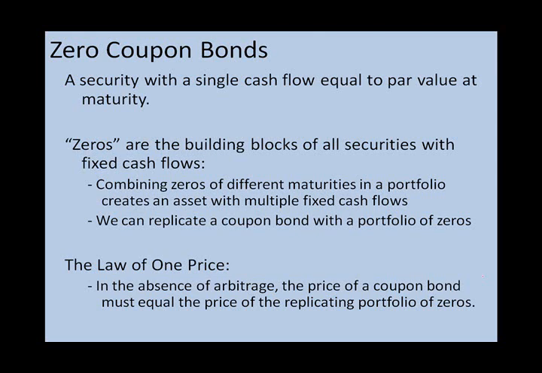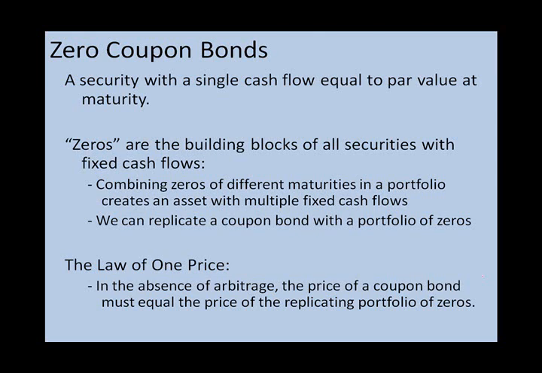If we combine zero coupon bonds of different maturities, maybe 3 months, 6 months, 9 months, 12 months, or 1 year, 2 years, 3 years, 4 years, we can create an asset or a portfolio with multiple fixed cash flows that occur at these set maturities. In other words, we could actually replicate a coupon bond using a portfolio of zero coupon bonds.